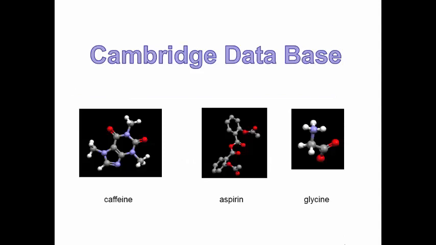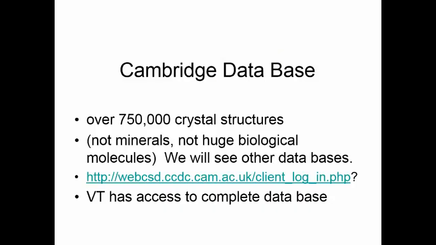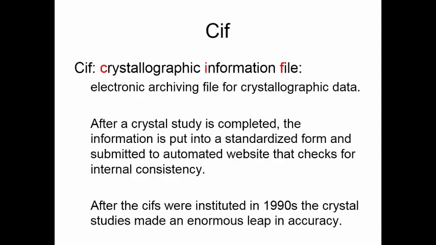Another important source of data is the Cambridge database. In this picture you can see 3 molecules out of the 750,000 molecules in this database: caffeine, aspirin, and glycine. We don't have minerals or the very large biologic molecules, but we do have other databases. And Virginia Tech has access to the complete database everywhere on campus.